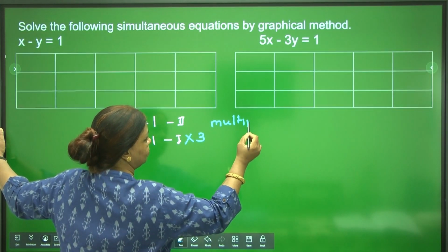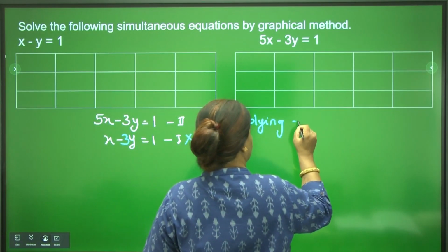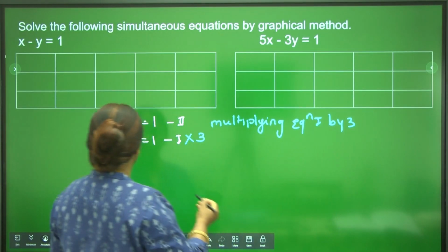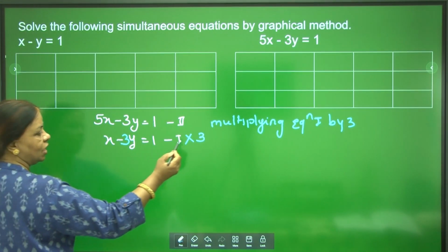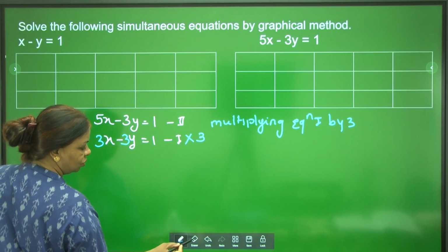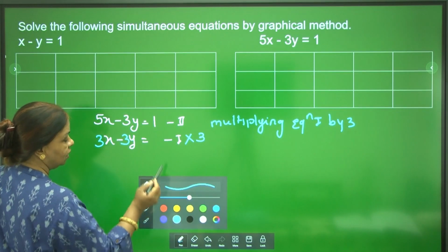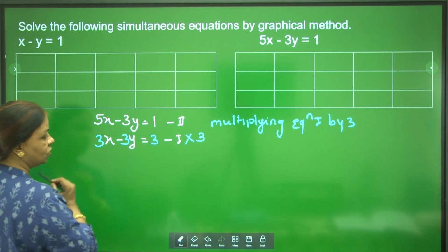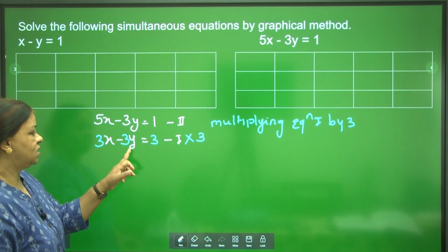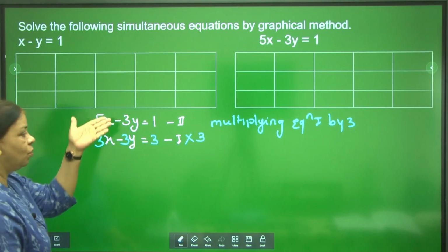Multiplying equation 1 by 3. So what am I getting? The whole equation I will be multiplying. I will be getting here also 3, and 1 into 3 will become 3. That would be 3 here. So my equation 1 and 2 now, first equation is 3x minus 3y is equal to 3 after multiplying the equation by 3.